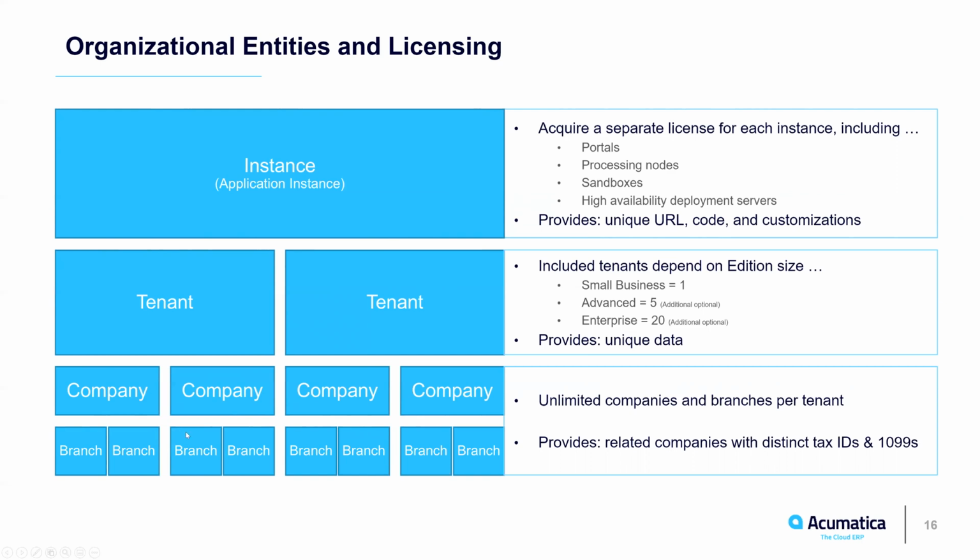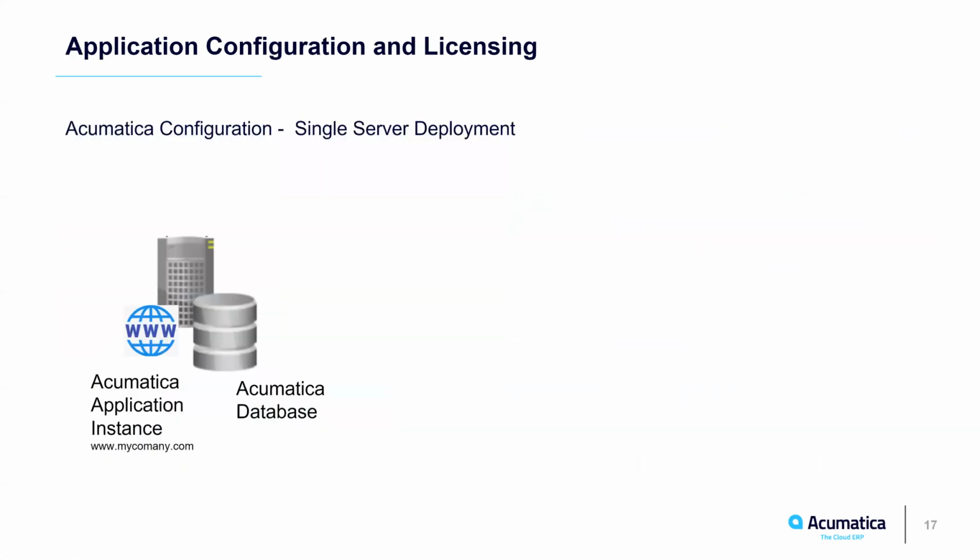And the system can create intercompany transactions between companies and branches. Okay, so that's a high level view of what licensing is on an instance level, and then how it rolls out to companies and branches. Okay, so how does this thing get deployed? Let's say you want to put this in your own environment, right?